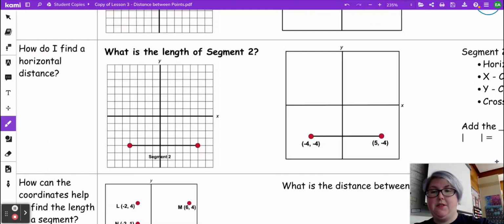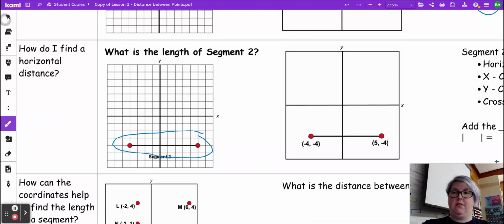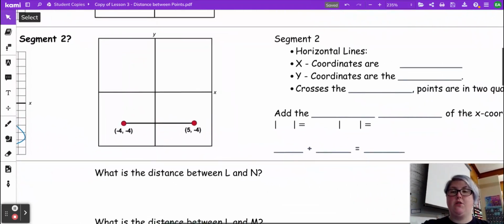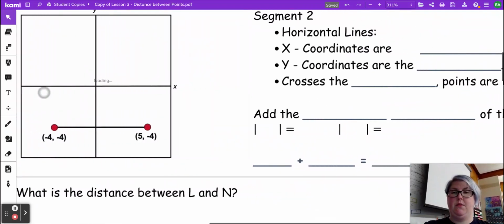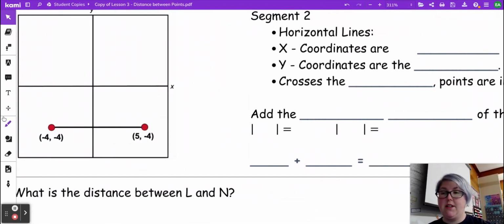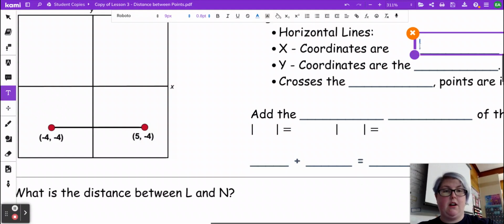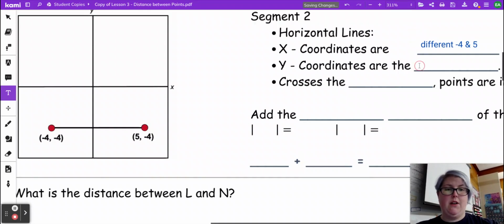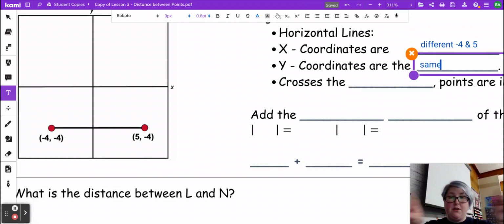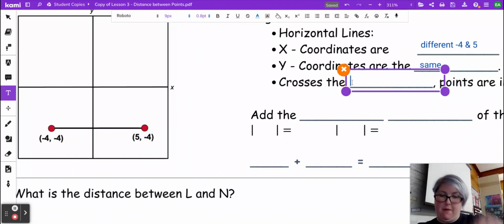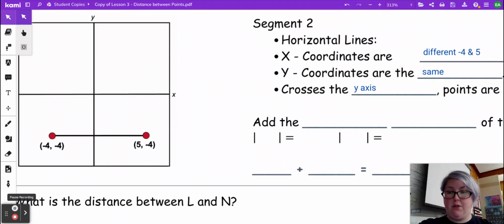Now let's look at the length of segment 2 down here. You'll notice segment 2, those 2 points, go between 2 quadrants. So let's take a look at this a little bit more in depth. We have our horizontal line. The x coordinates are different. The x coordinates are -4 and 5. The y coordinates are the same. Because it is horizontal, we are going across the y-axis. The y, remember, is up and down, which means that the points are in 2 different quadrants.